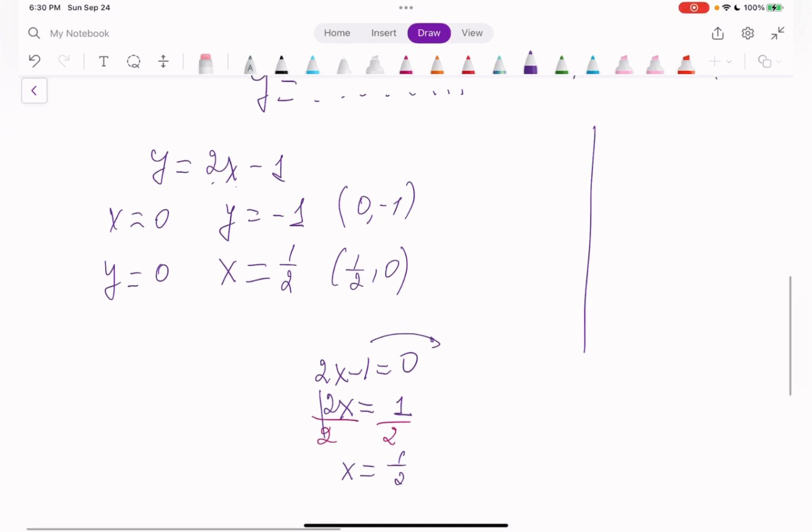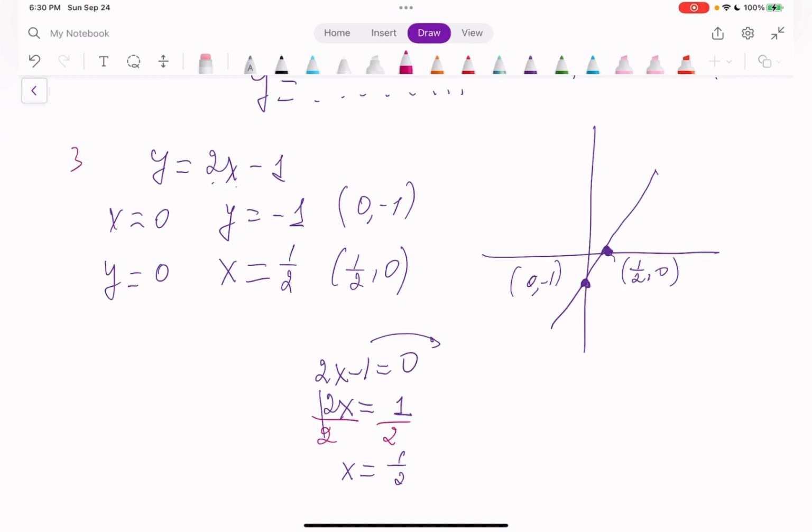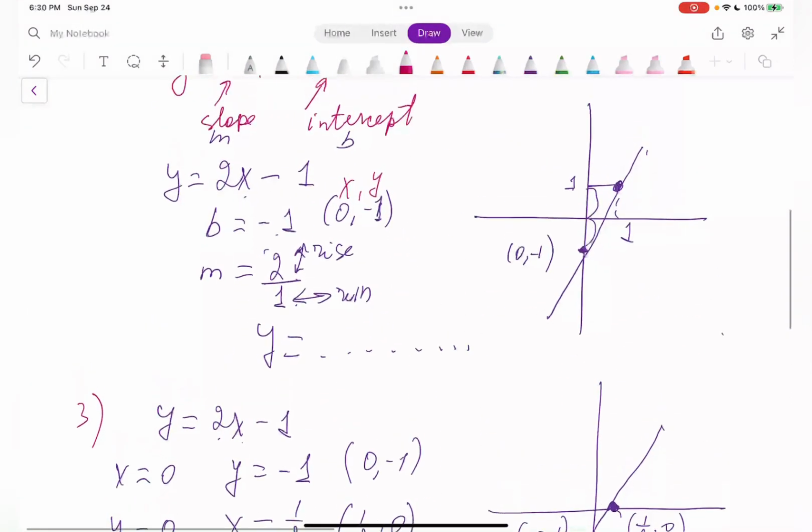So when we have 2 points, it's plenty to build the graph. Trust me, for a linear graph, you don't need 3 points. 2 points is plenty. So 0, negative 1 is this one. And 1/2 and 0 is this one. So 1/2 and 0, and 0, negative 1. And we provide the graph. Okay? So, three methods. This is one, this is two.